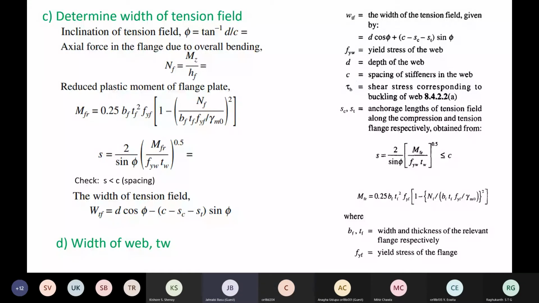So here S is anchorage length of tension field, which is SC or ST along compression or tension flange. Here SC and ST is same, that is S. So you can calculate, and let us know what is the value of S.